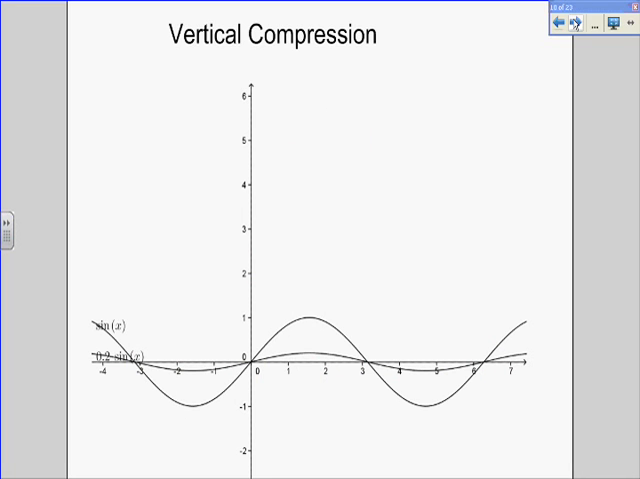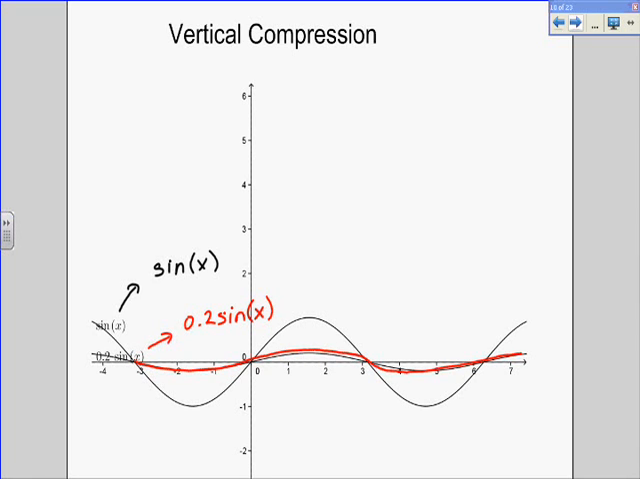We can also have a vertical compression, and I'm going to just highlight the second one in red here because I didn't do that before. Oh no, my shadow's in the way, I can't see what I'm doing. Ah, there we go, close enough. So these are two sine curves. This one right here is 0.2 sine of x, and this one here is just sine of x, in case you can't read it.